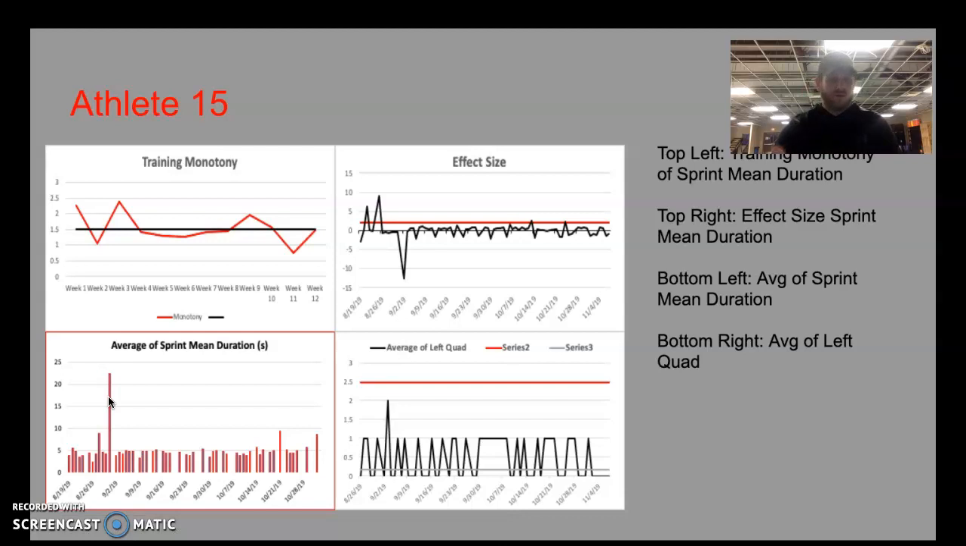Maybe their left quad is hurt. They had something happen in the spring or day 1 of camp, and they can't do anything now. So obviously for this athlete, they need to be in the training room if they are hurt. But it just shocks me they have this giant spike in the duration that they're sprinting. Or, they're a goalie and they just don't sprint.